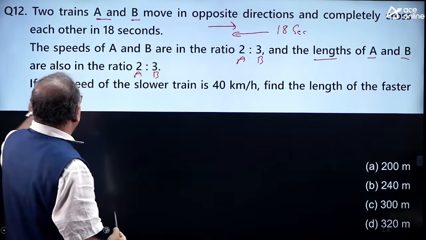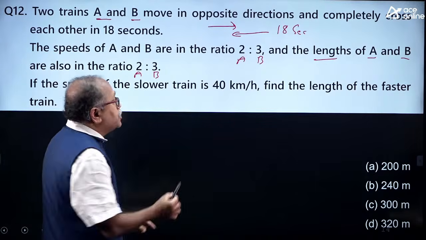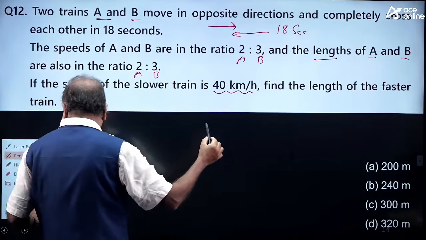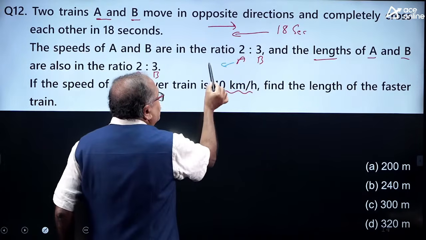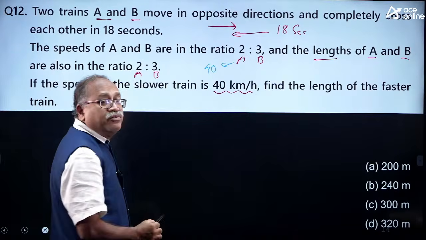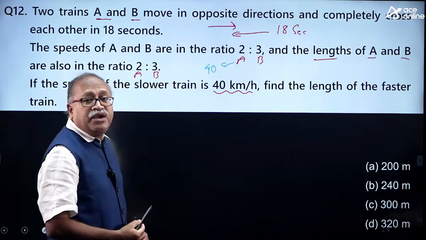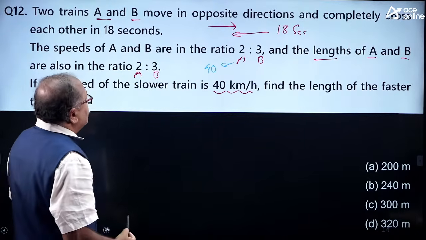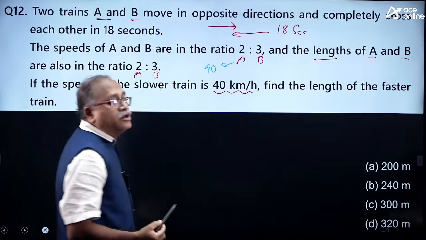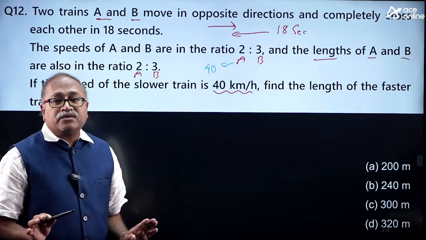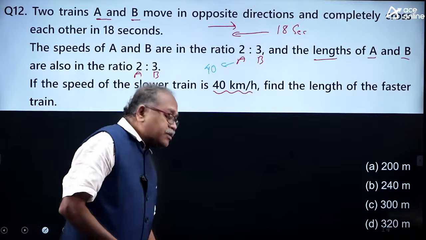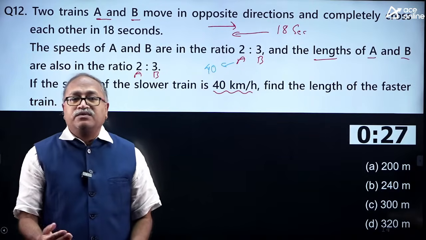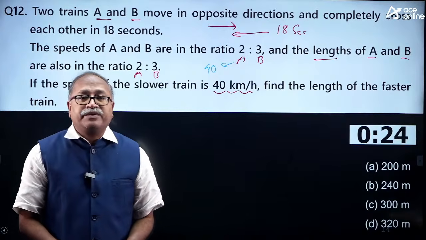Now, what is the question? If the speed of the slower train is 40 km/h. So, this is the speed ratio, and which is the slower one? This is the slower one. If I know this as 40 km/h, I can also find out the speed of B. Now, what is the question? Find the length of the faster train, and the faster train is nothing but B. Don't worry, the question is simple. You try this or think about the solution. After 30 seconds, I will give you the easiest possible answer.